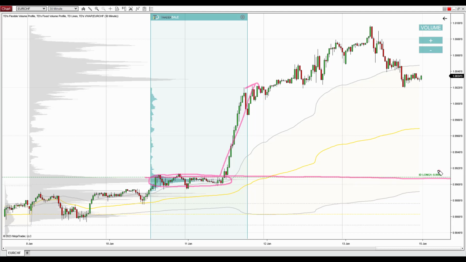In this case, it is at 0.9909. So what this is telling us is that buyers were building up the long positions in this rotation. And then those buyers pushed the price aggressively upwards, right? And this zone is important for those buyers.